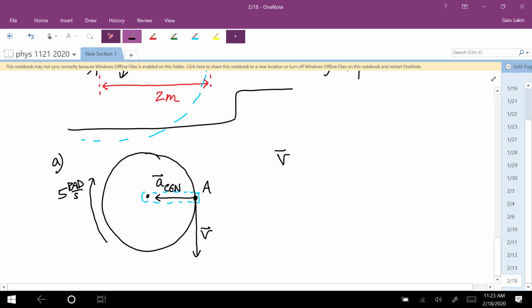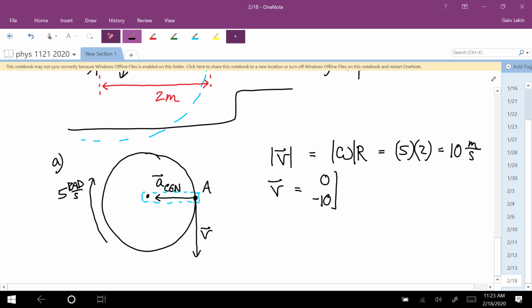So the magnitude of the velocity, the speed, is equal to the absolute value of the angular velocity times r. So that's 5 times 2, so 10 meters per second. And we already figured out the direction. So the velocity vector is 0, negative 10, or 10 meters per second down.